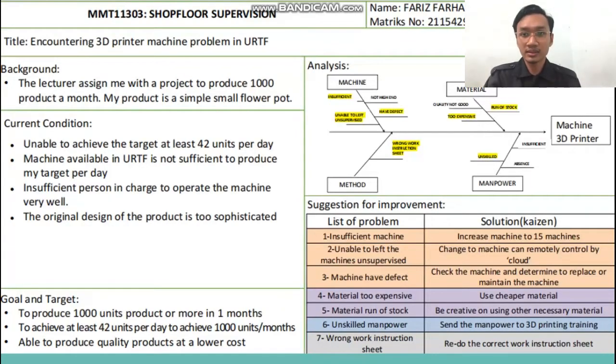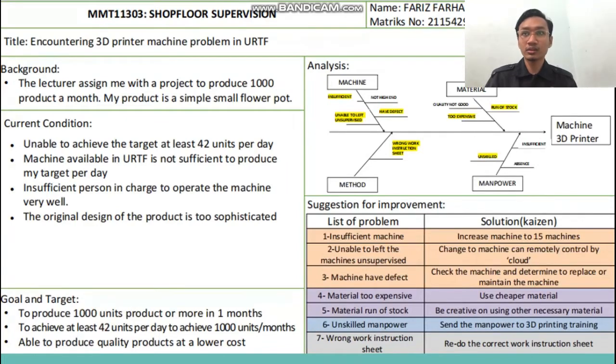The second problem is the material. The material is not good, and then the material is run out of stock, and lastly, the material is too expensive. And then the manpower. The manpower is unskilled, and then we have insufficient manpower, and lastly, the manpower may be absent on that day.